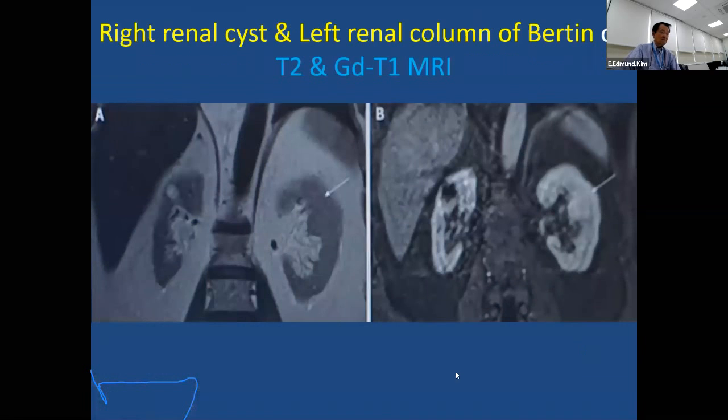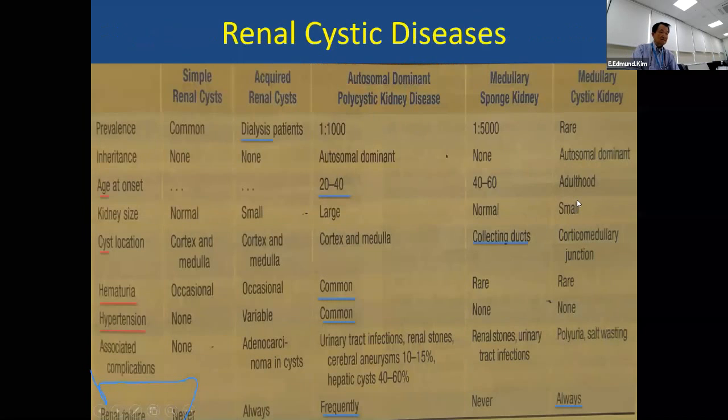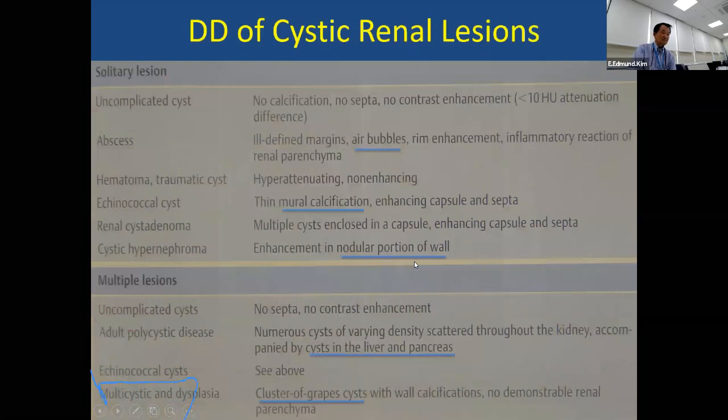And the renal cyst is sometimes confusing. Peripheral renal cyst: ultrasound and MR show it very easily as cystic. So there are many cystic lesions: simple cyst, acquired cyst, polycystic renal disease, medullary sponge kidney, medullary cystic kidney. Hematuria, hypertension, those are associated with the cysts. And ultrasound, by location, usually handles this differential diagnosis.